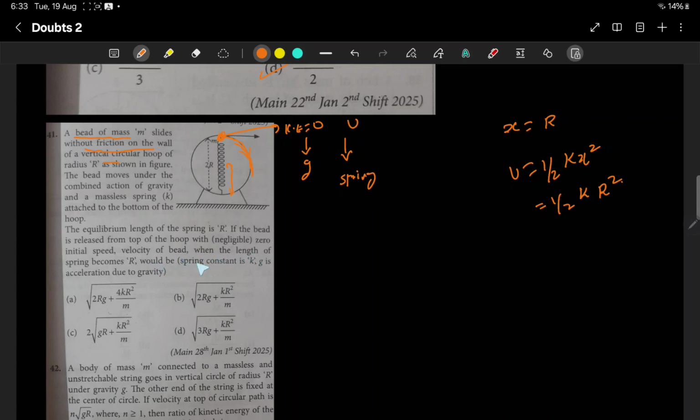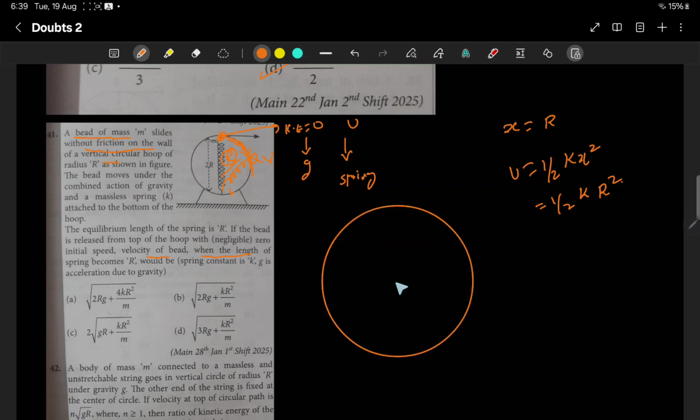So the question is, what is the velocity of the bead when the length of the spring becomes r? When it is coming here, at some point of time your length of the spring will become r. When it becomes r, what is the velocity of the bead? That is the question. We can apply the energy conservation theorem. So let me draw that circle here.